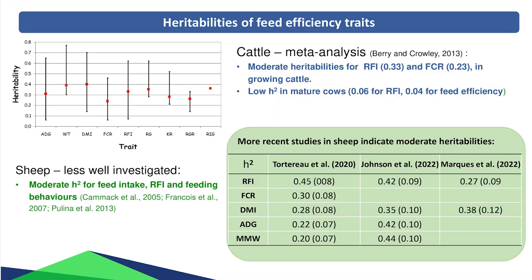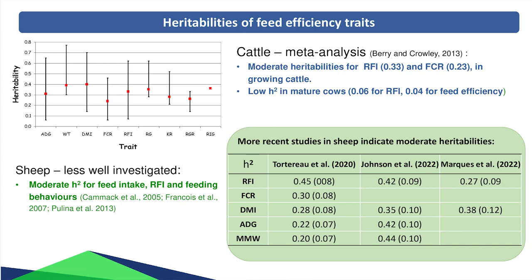Genetics of residual feed intake. There's a huge amount of work done in beef cattle and in dairy cattle in terms of estimation of genetic parameters. Heritability is not the limiting factor if you want to improve residual feed intake by selection. Actually, both residual feed intake and feed conversion ratio have moderate heritabilities, more or less the magnitude of any other traits that you see in animal breeding.